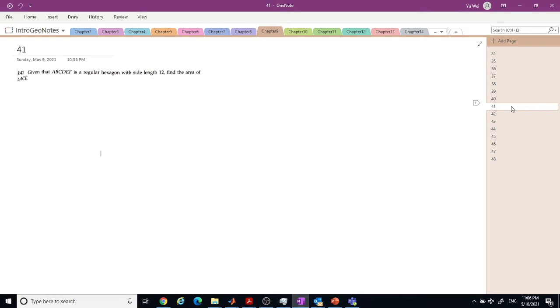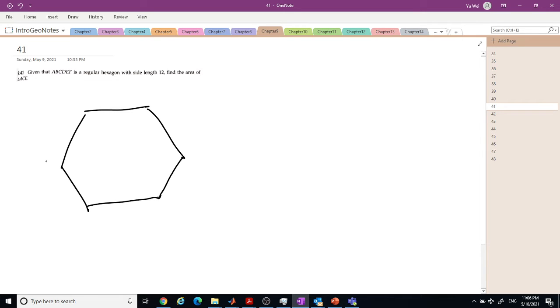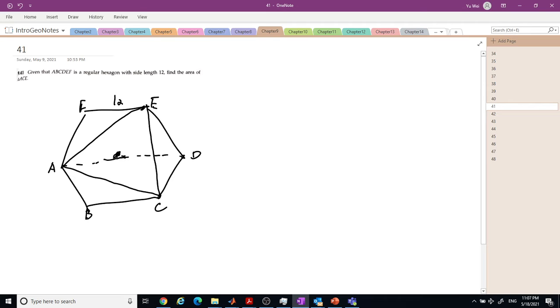Next one is given that it's a regular hexagon ABCDEF. The side length is 12, and we want to find the area of triangle ACE. Let's find the center of the regular hexagon. Let's call this O.